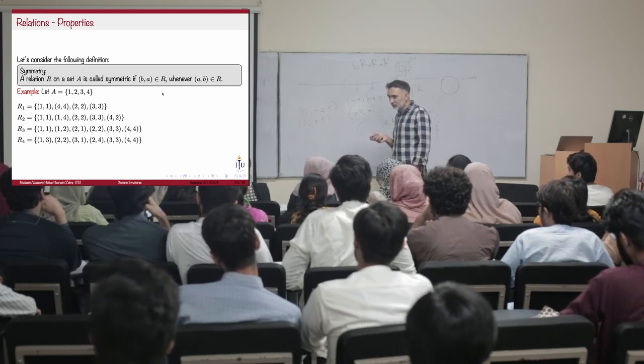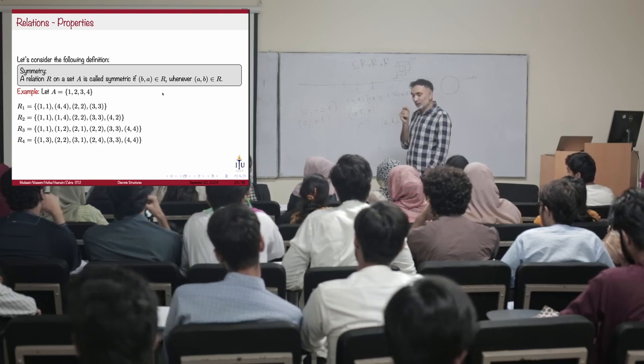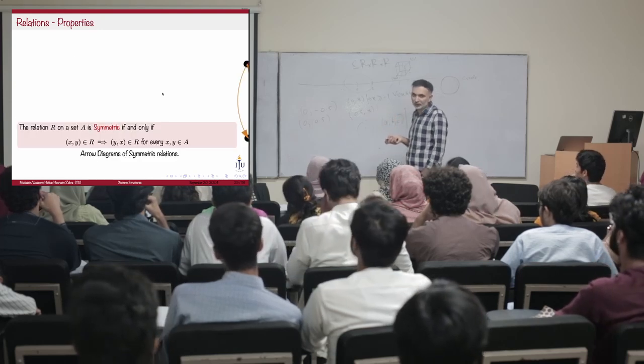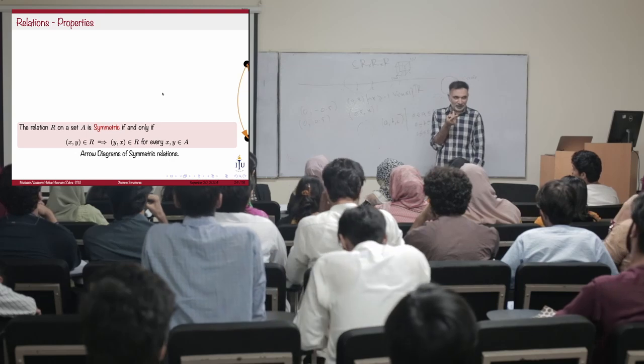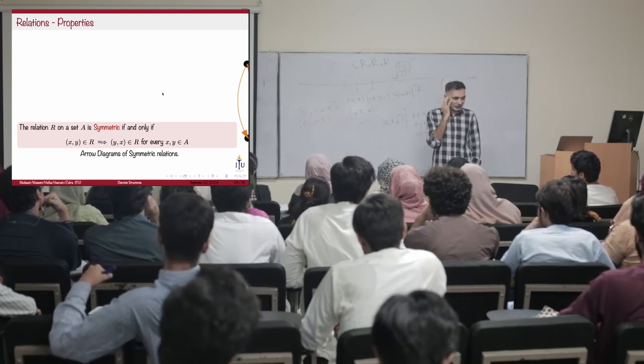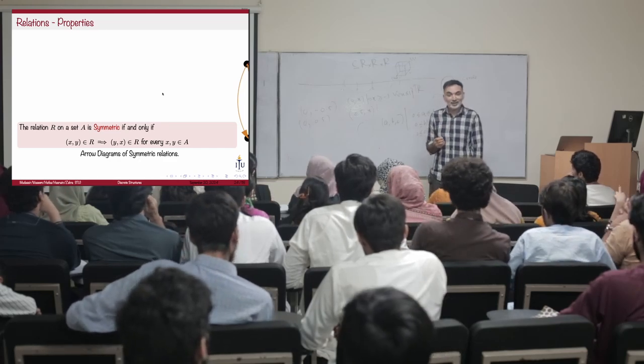Because 1, 2 or 2, 1 after something. Sure. No. Okay. So again, let me go back to the definition. Definition says that if one of the pairs is there, okay, if xy is there, you must have yx. Okay. What? Sorry.